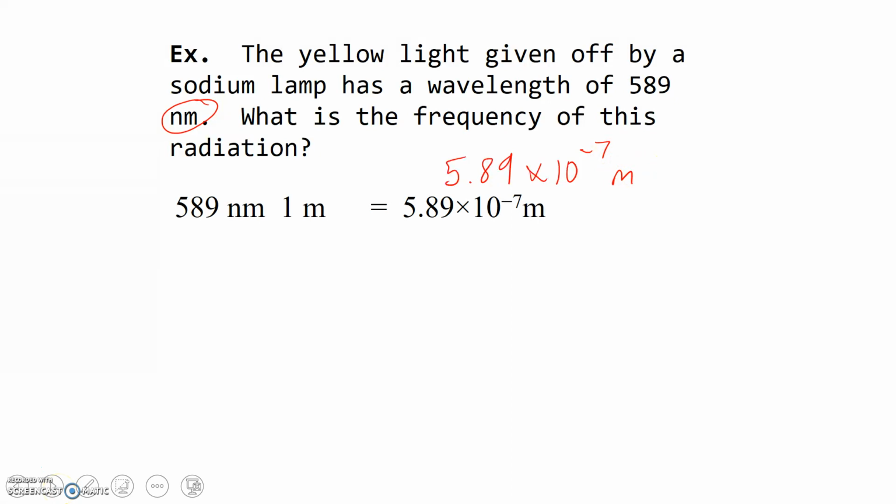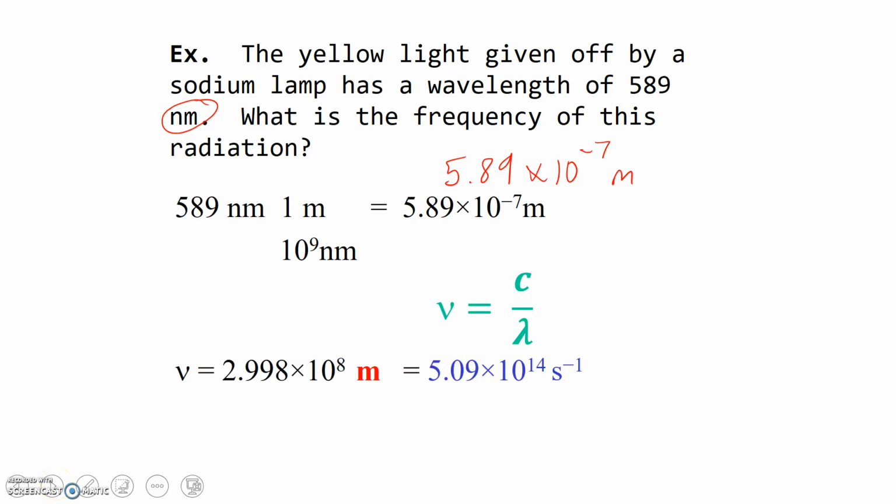Trickling through that right there. And we're going to plug it into our speed of light formula rearranged. And there is our value in hertz, or in cycles per second. 5.09 times 10 to the 14th cycles per second. 3 sig figs maintained, and there you have it. There it is with pretty digits and pretty units canceling.